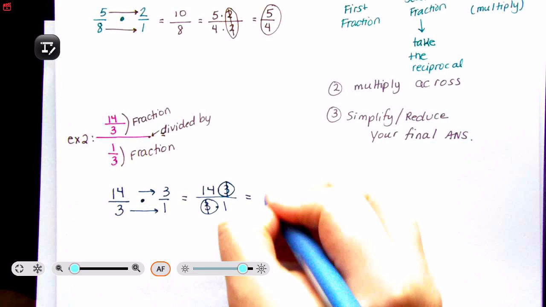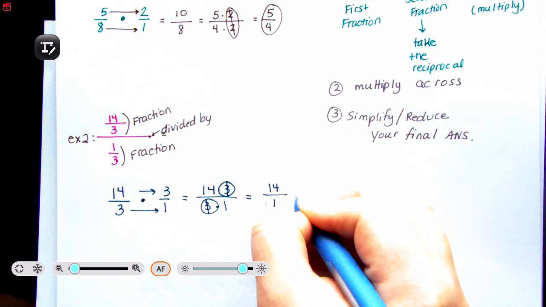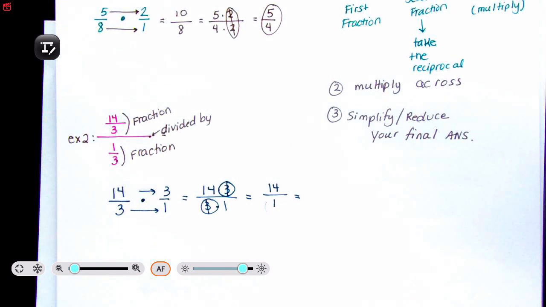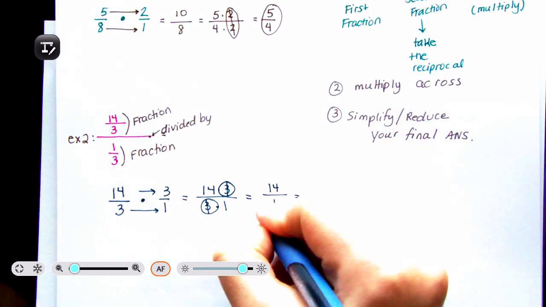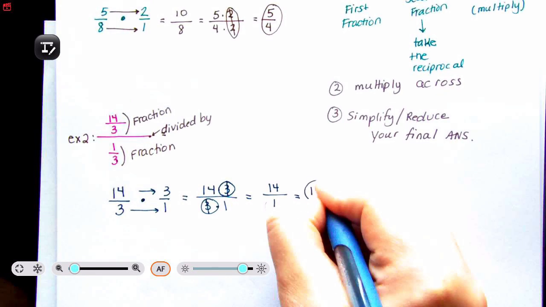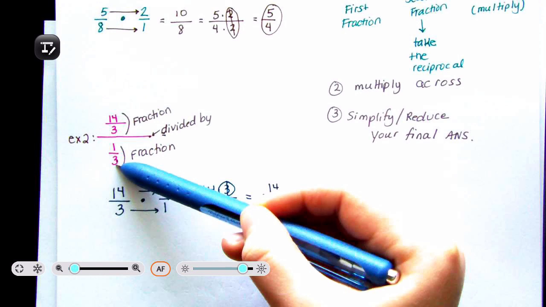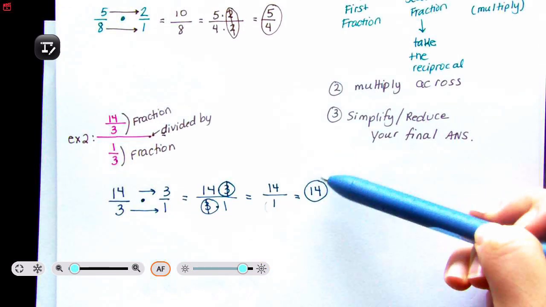So what is left over? 14 on top, 1 on the bottom. Anytime you have 1 on the bottom, mathematicians are what? We are lazy. So we delete it, get rid of it, and so now we just have 14. So 14 thirds divided by 1/3 is just 14.